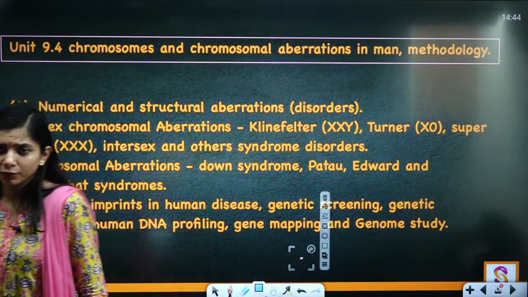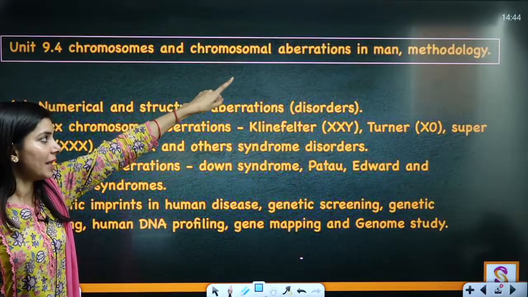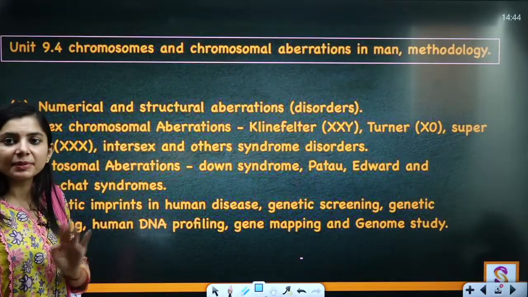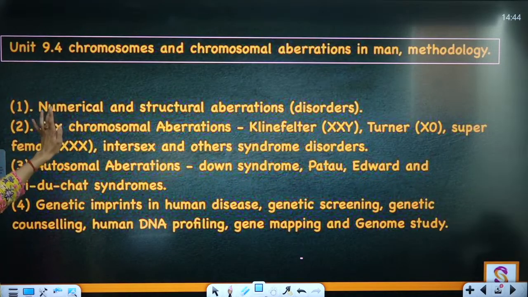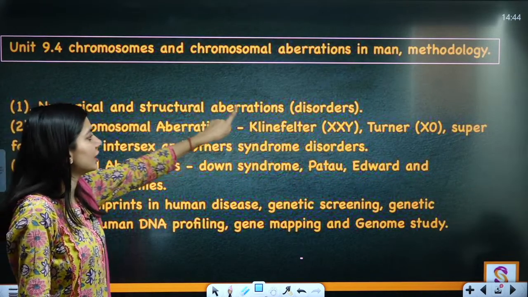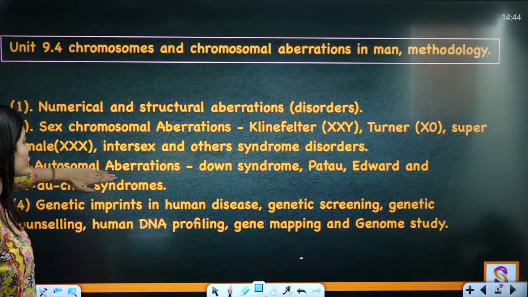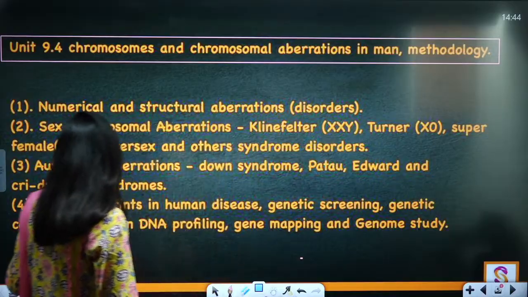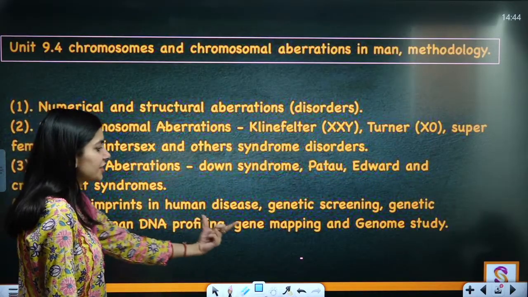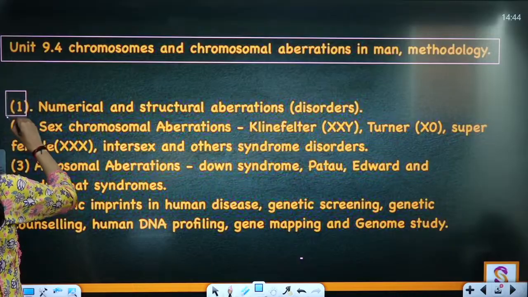So this unit 9.4 is provided as the chromosomes and the chromosomal aberration in man, methodology. This is something that is specified by the UPSC. Now, this is divided by me into 4 parts. The first part, they are asking about numerical and structural aberration. Then they are asking about the sex chromosomal aberration. Then about the autosomal aberration. Then genetic imprint in the human disease, genetic screening, genetic counseling, human DNA profiling, gene mapping and genome studies. In today's class, I would be taking up this part.